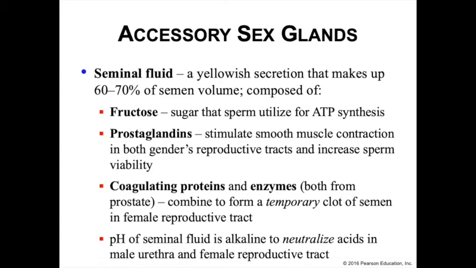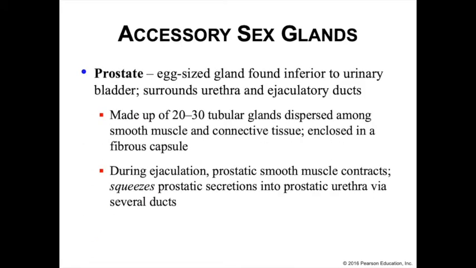This fluid is going to be made up of fructose, which is just a sugar to make ATP, prostaglandins, which actually stimulate smooth muscle contraction in the reproductive tract, and then coagulating proteins and enzymes that help to clot the semen together. It can also help to neutralize the pH in the female reproductive tract when the sperm do get there.